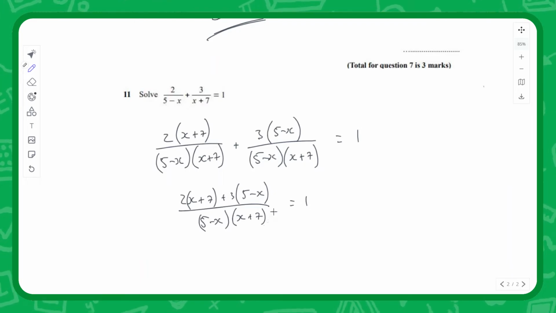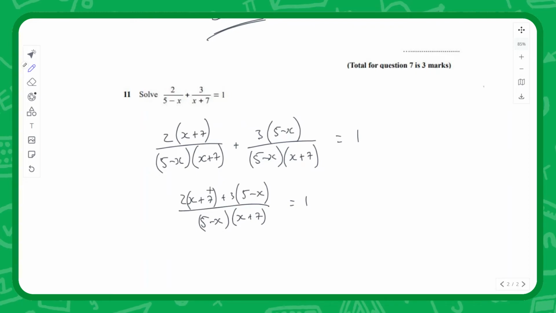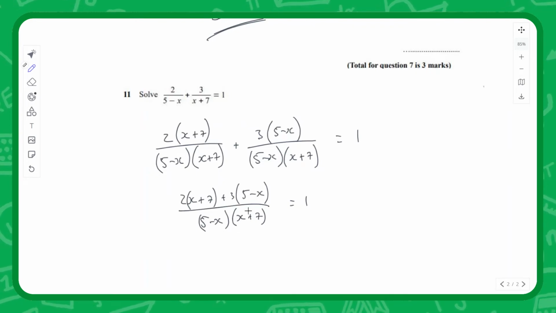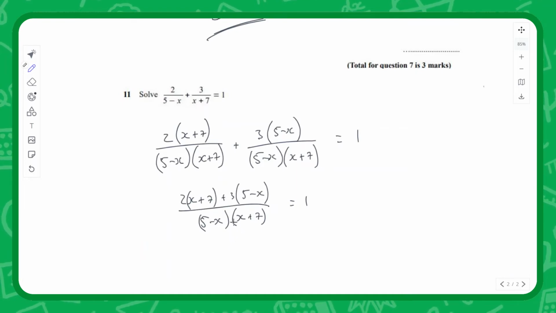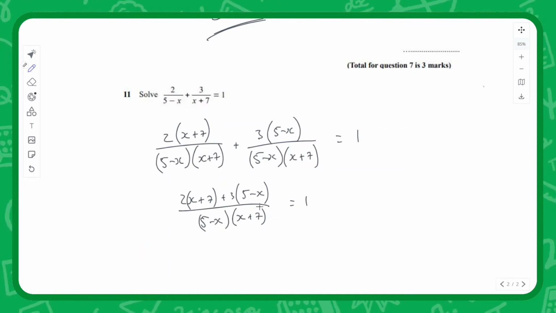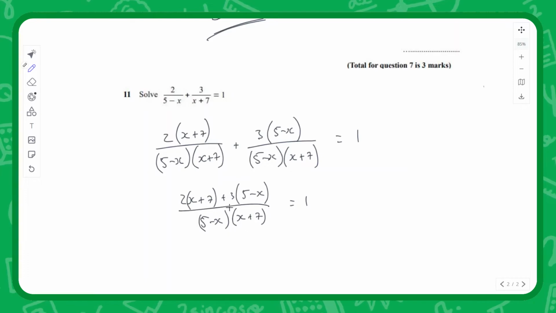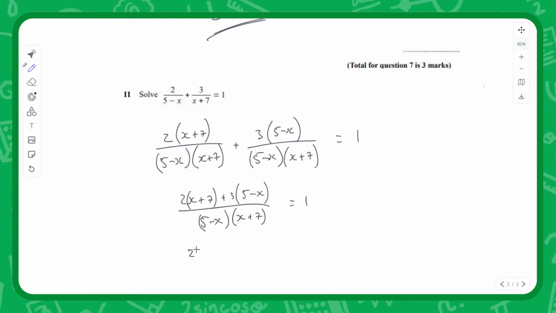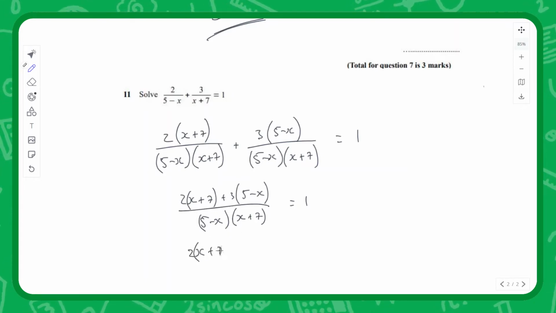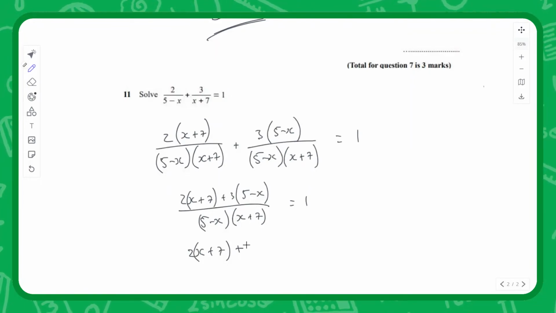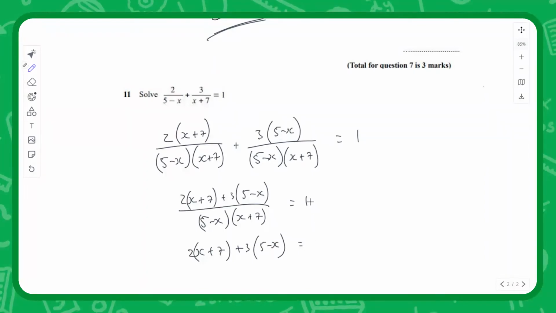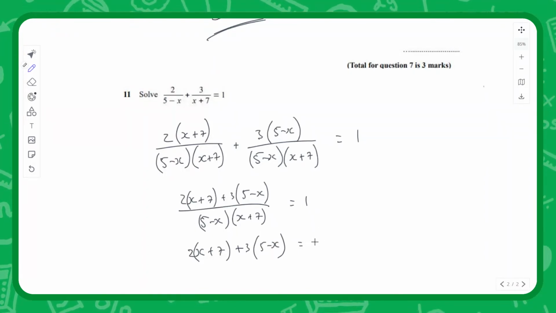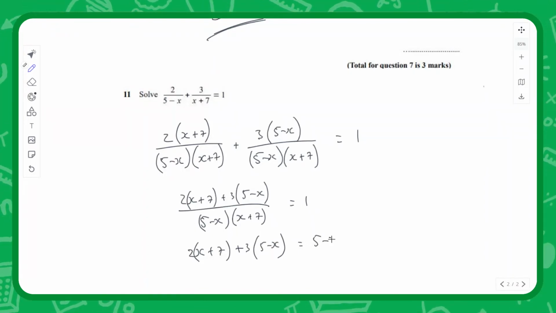Well, I'm solving for x, right? So I want to simplify this down as much as I can, and I don't want to have any x's in the denominator. So I'm going to times both sides by the denominator to get this whole thing out of the denominator, first of all. So I get just the numerator left where it is. And obviously 1 times this denominator is just going to be that same denominator.